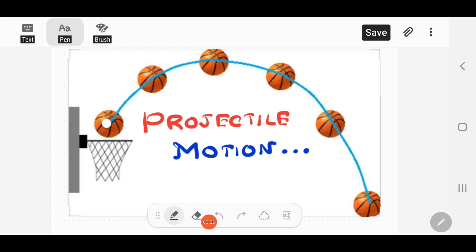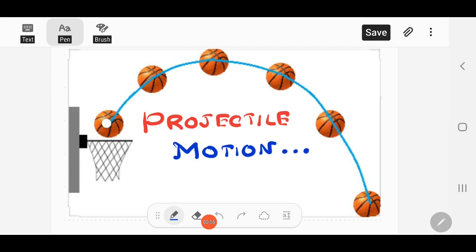Projectile motion is basically a two-dimensional motion. Unlike in kinematics, where we have seen that the particle or any object was moving in a straight line, that was a rectilinear motion or a motion in one dimension. But in projectile motion, we are going to consider a two-dimensional motion, or motion in a plane.